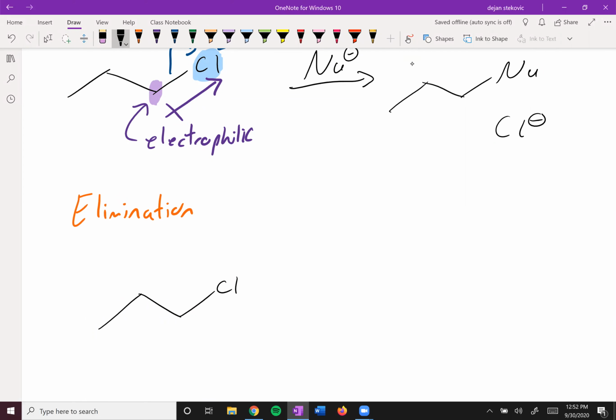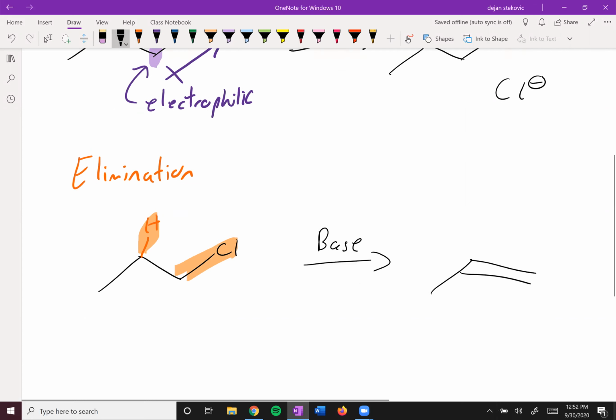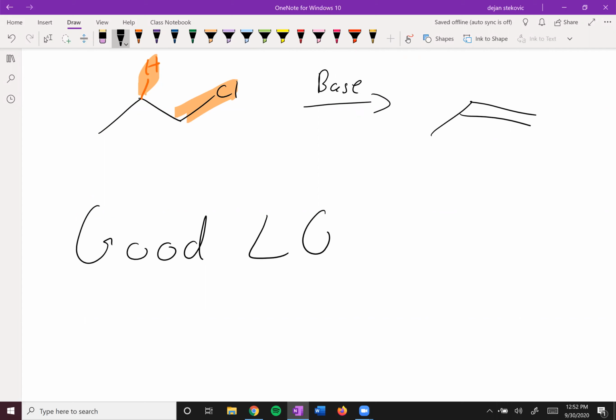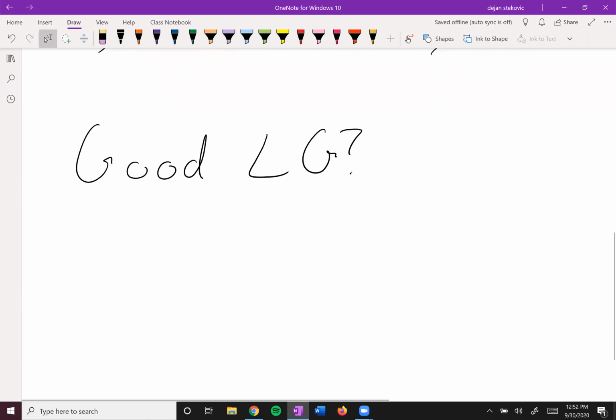So again, because this is a good leaving group, we can add a base here, and we'll eliminate out a hydrogen and the chlorine, right, to get an alkene. And so let's just do a quick review of what makes a good leaving group. Remember, a group will only leave if it's stable by itself.